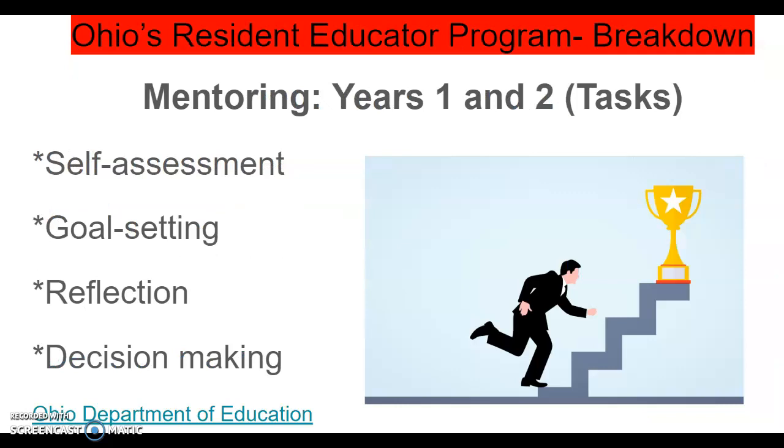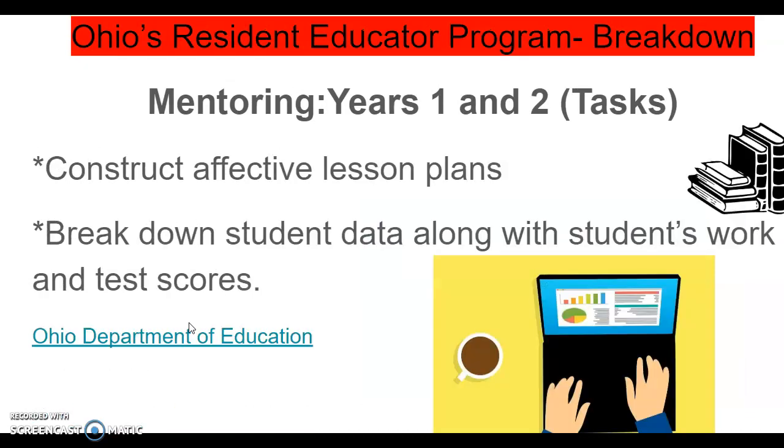Tasks that the resident educator will have to complete focus on the following areas: self-assessment, goal setting, reflection of their work, and decision making within your work. And all these relate back to the teaching and learning cycle. And these are all necessary tasks that need to be completed in the first 2 years of the program.